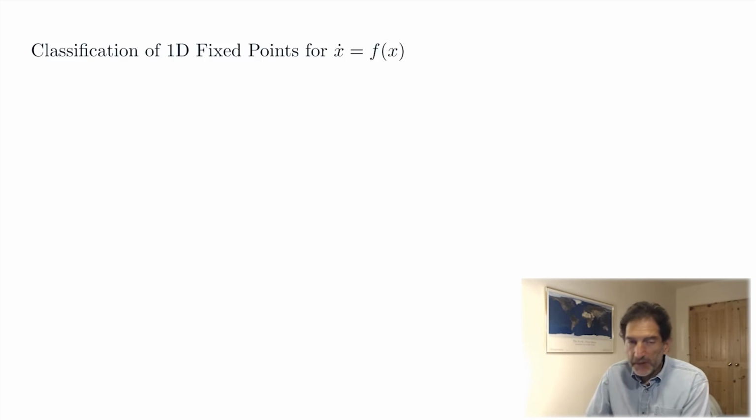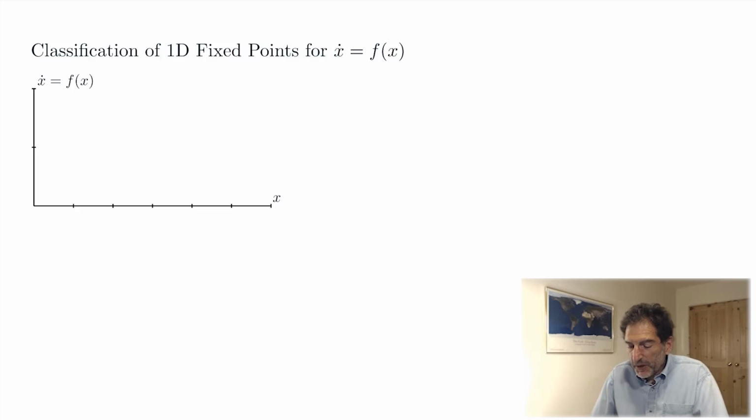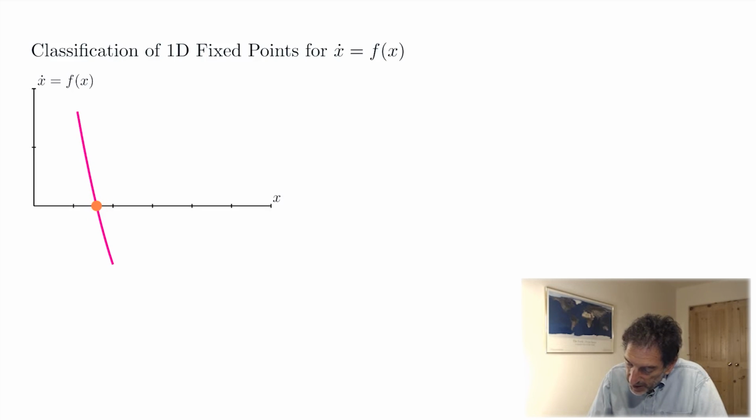So to understand the types of fixed points that occur, let's plot x dot equals f of x as a function of x. So one type of fixed point, as we saw in the previous slide, arose when f of x passed through 0 with negative slope. Say something that looks like this. So there's a fixed point where f of x equals 0. To the left of the fixed point, f of x is positive, x dot is positive, which means that the flow is to the right. For x bigger than the fixed point, f of x is negative, x dot is negative. That means that x is decreasing with time, so the flow is to the left. So this is a stable fixed point.